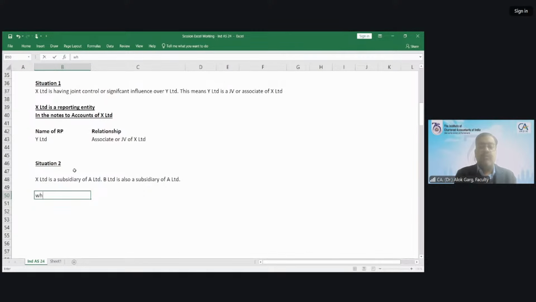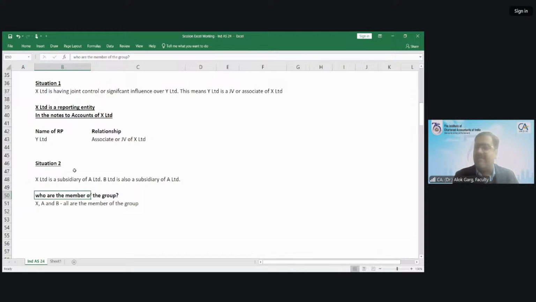So in this case, who are the members of the group? Tell me. All are the members of the group, yes. X, A and B, all are members of the group. Means parent, subsidiary, fellow subsidiary, all are members of the group.